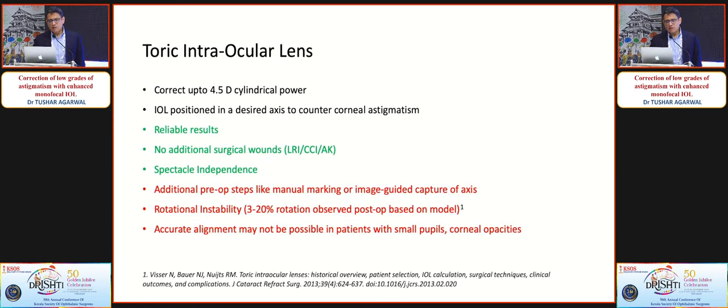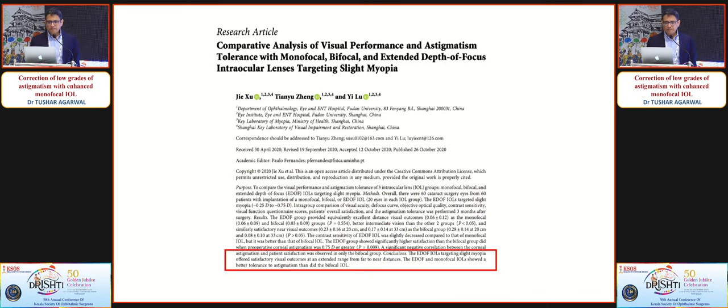A couple of words about toric intraocular lenses. As I said, they have very reliable results. However, there are some limitations or some difficulties. For example, you do require additional preoperative workups. You might require extra instrumentation as well. And there are some cases in which toric IOL implantation may not be feasible at all or may be very challenging. These include patients with very small pupils or corneal opacities.